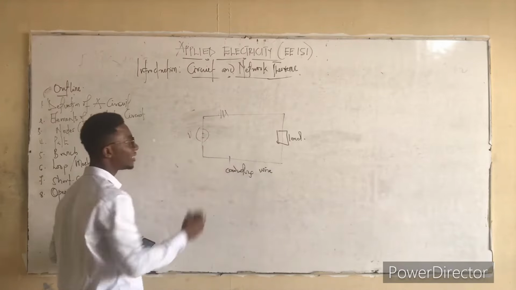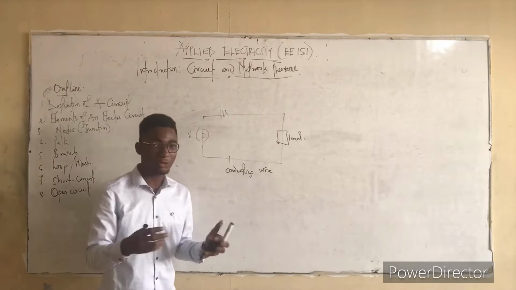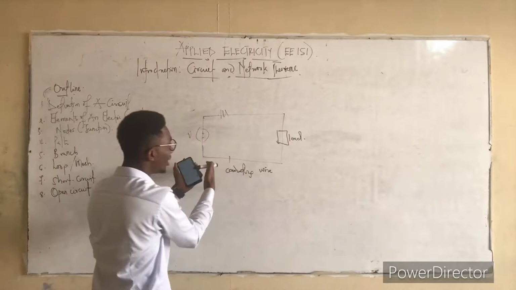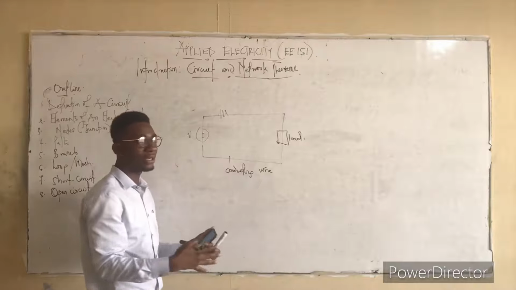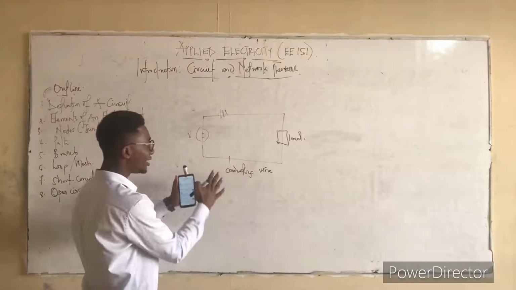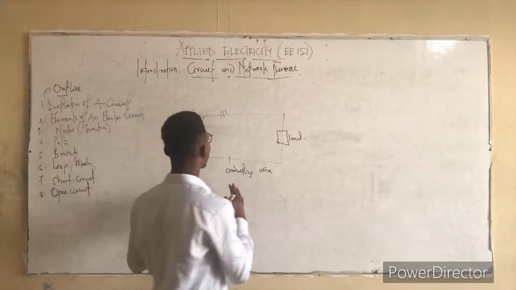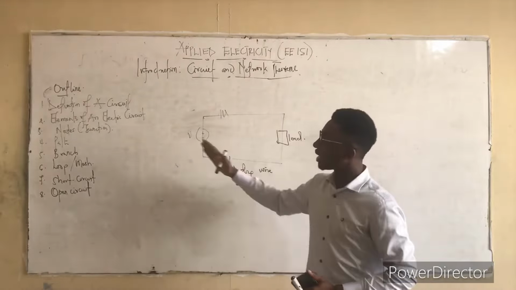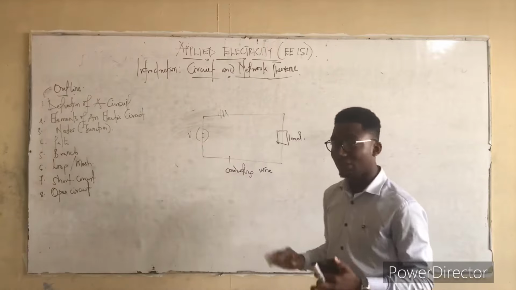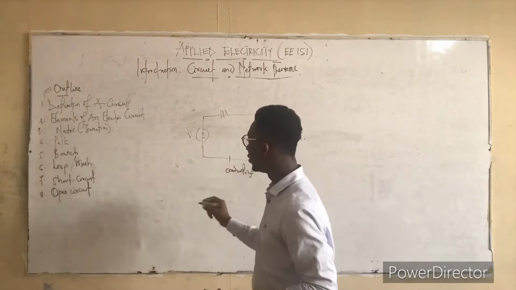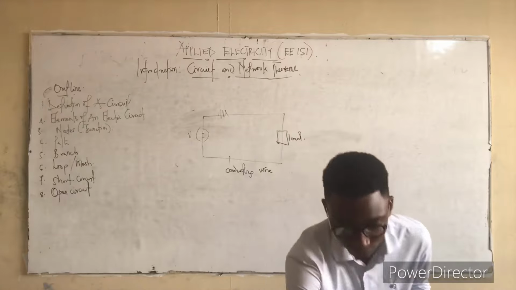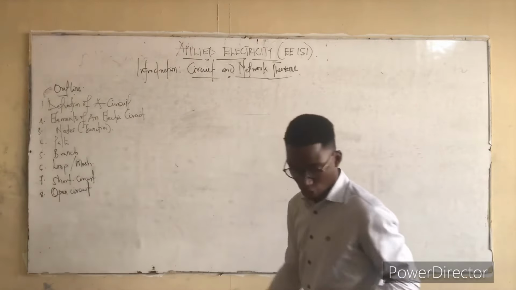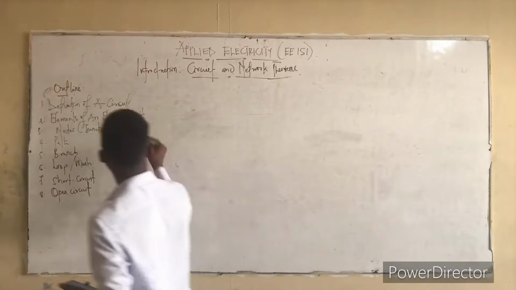So now this here is a typical example of a simple circuit because I've interconnected some elements here that are capable of allowing current to pass through. So this here is a circuit. Now, what are the elements of an electric circuit? Basically, the elements of an electric circuit are in two.